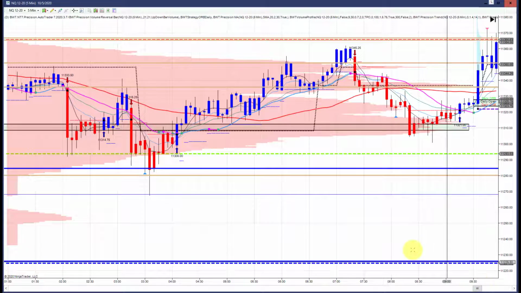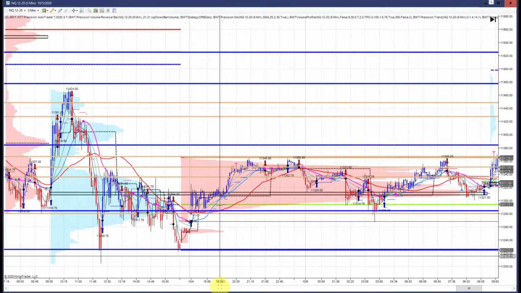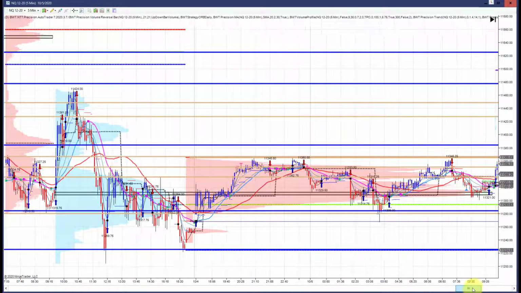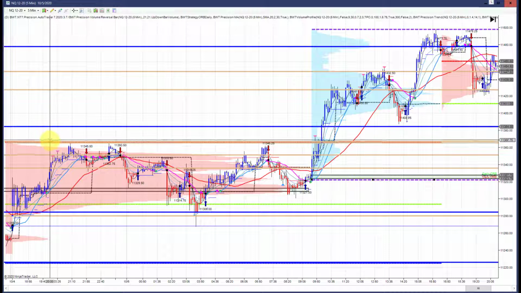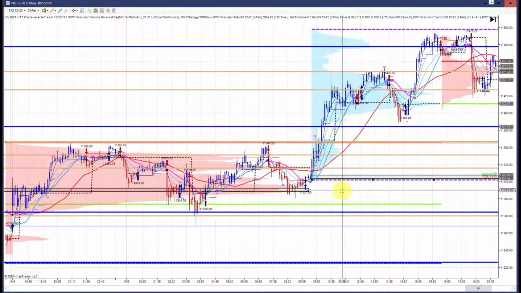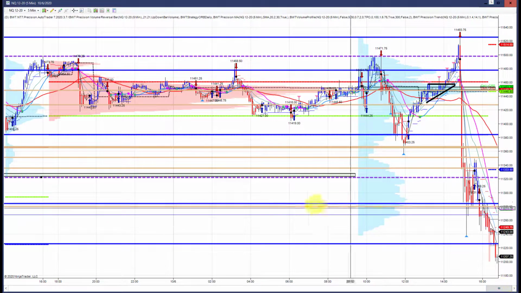Here's the high of the night session, where those two lines are drawn, and then there was another one further back. So I just drew the highs and lows of the Globex session and the highs and lows of the regular session, and these areas were pretty well respected.